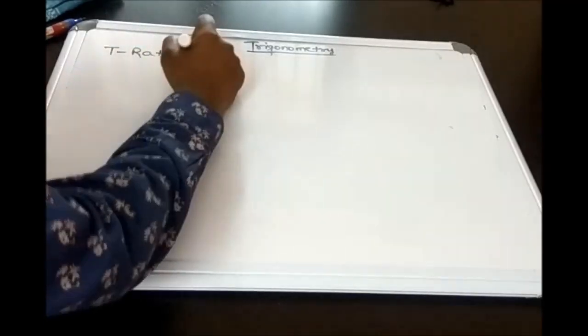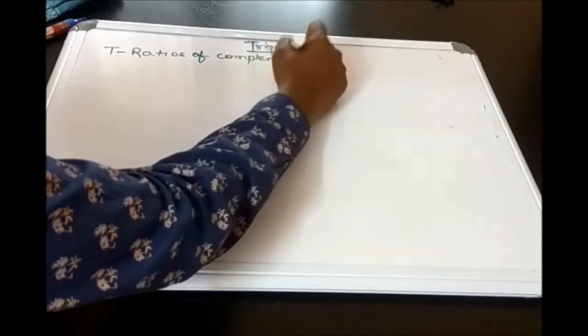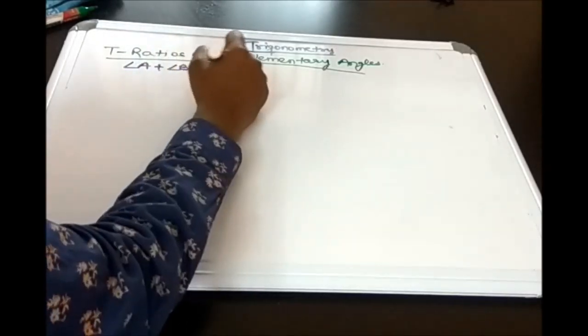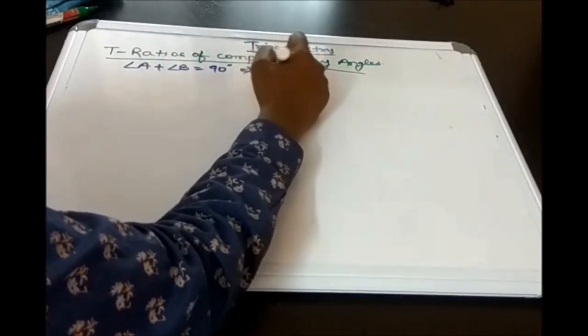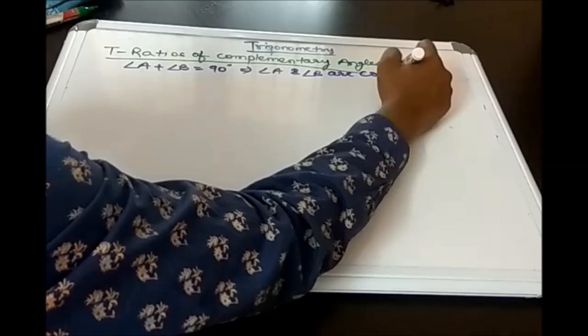I am writing in short T ratios, that is trigonometric ratios. Trigonometric ratios of complementary angles. What are complementary angles? Two angles are said to be complementary if their sum is 90 degree. Suppose there are two angles, angle A and angle B. If their sum is 90, implies angle A and angle B are complementary.